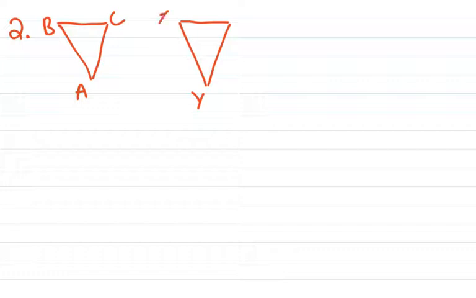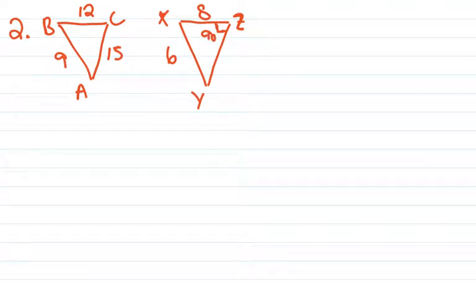So triangle ABC, triangle YXZ. So make sure you're writing these in the same order that they're given to you, because the order does matter. And then AB is 9 centimeters, BC is 12, and AC is 15. YX is 6 centimeters, XZ is 8 centimeters, and angle Z is 90 degrees. So this one I should have drawn as a 90.